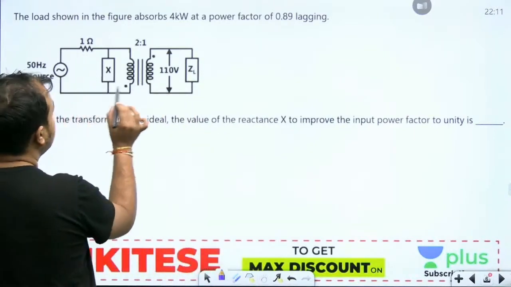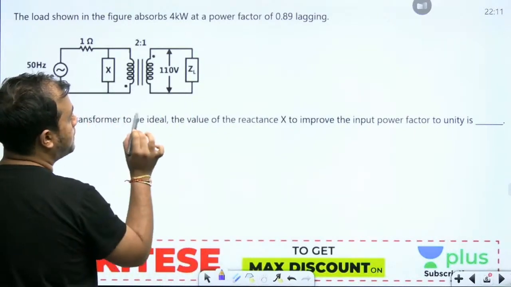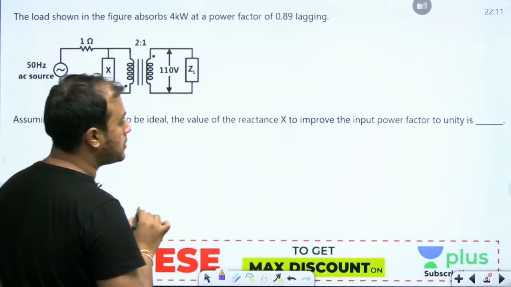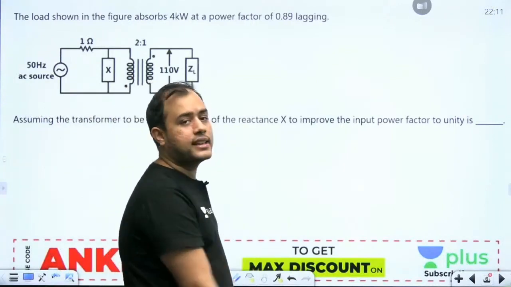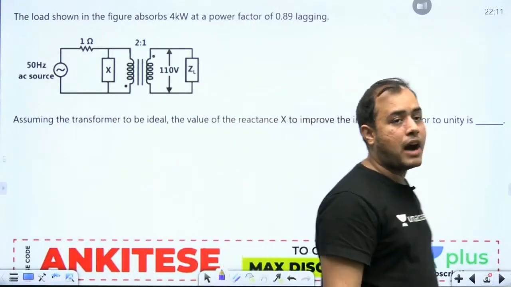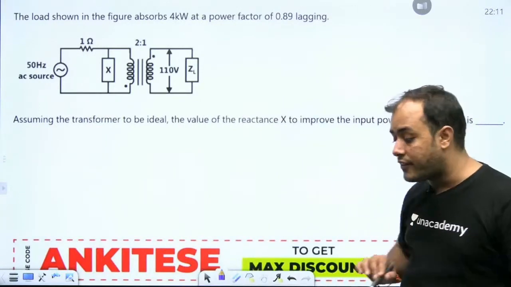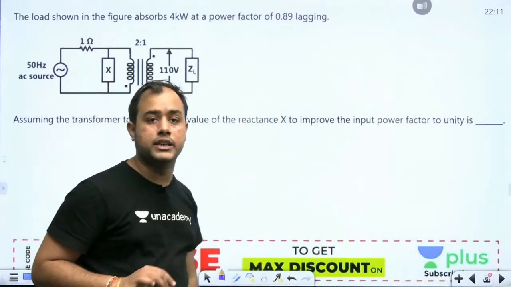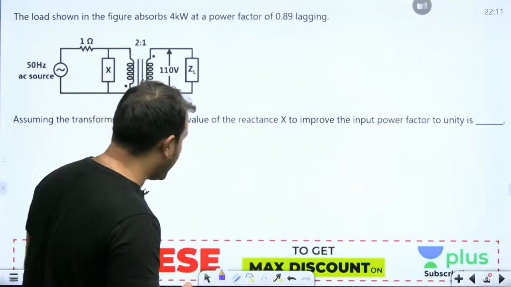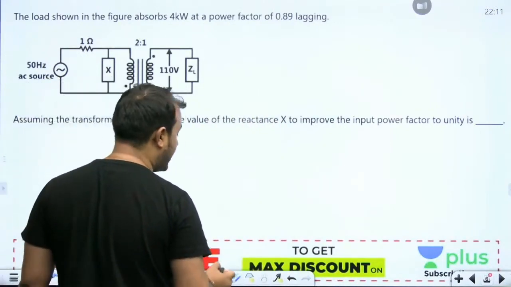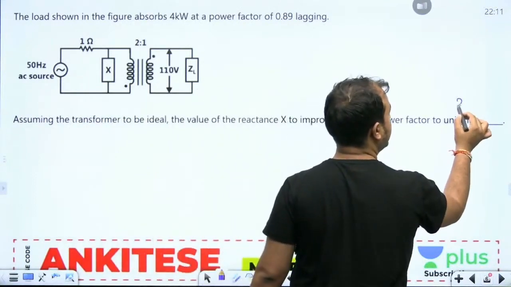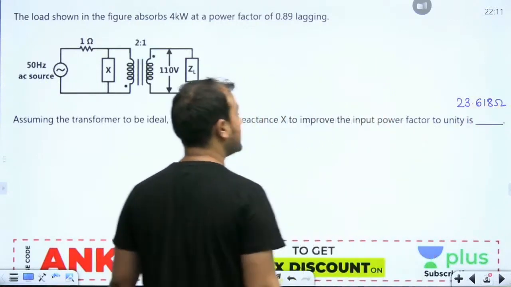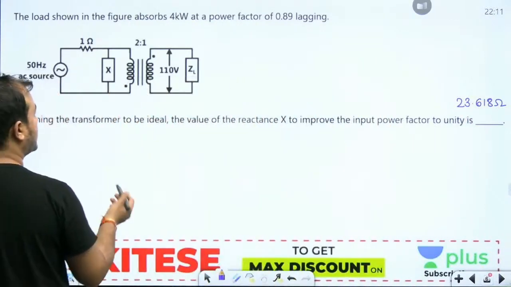So what it says, the load shown in the figure absorbs 4 kilowatt at 0.89 lagging. Assuming the transformer to be ideal, we need to find the reactance X so that the power factor is unity. Now whenever I see two terms together, one is the power, one is the ideal transformer, the first thing that comes to mind is the power concept. The answer actually is 23.618 ohm.